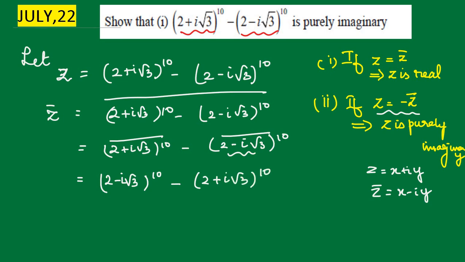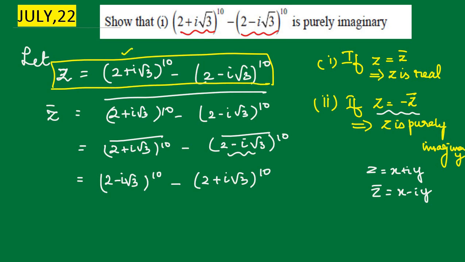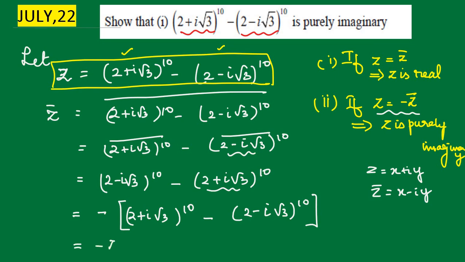Now coming to this question, we have taken z is equal to (2 plus i root 3) whole power 10 minus (2 minus i root 3) whole power 10. Now taking the minus sign outside, we get minus of [(2 minus i root 3) whole power 10 minus (2 plus i root 3) whole power 10], which is nothing but is equal to minus z. So here either z bar is equal to minus z, or it can be written as z is equal to minus z bar. Therefore, we say that z is purely imaginary.